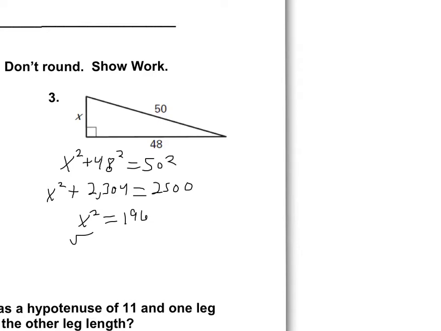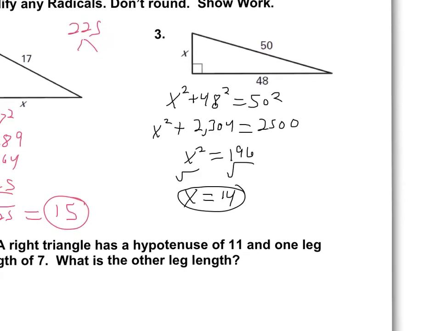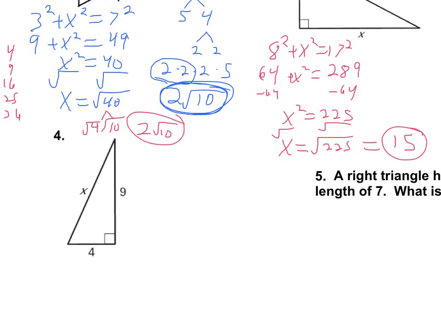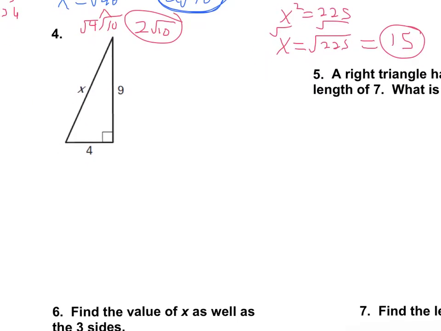So take the square root of both sides. And actually, this one comes out evenly also to 14. So 14 is my answer. Sometimes it comes out evenly. Sometimes we have to simplify. Number 4, same directions. Alright, this time x is the hypotenuse. So 4 squared and 9 squared are going to be added together. And x is going to be on its own side.